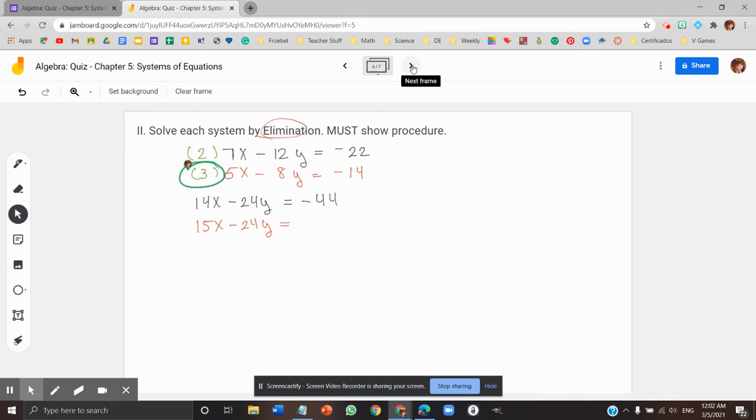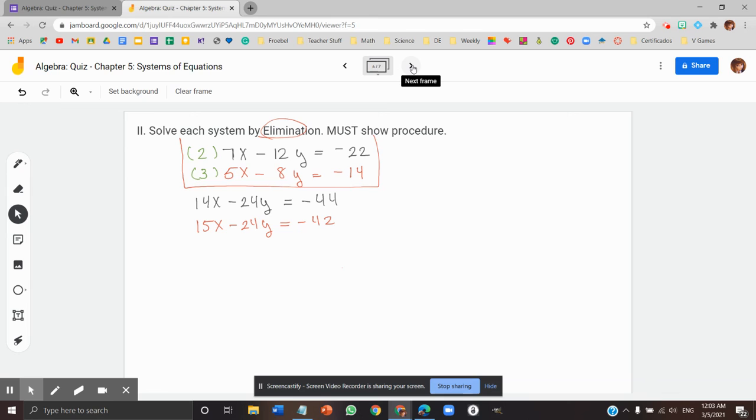And 3 times negative 14, it's going to be negative 42. So we're just going to box them in so you will see, so I can divide them a little bit. Now I still have a problem here. The terms are exactly the same, they're equal.